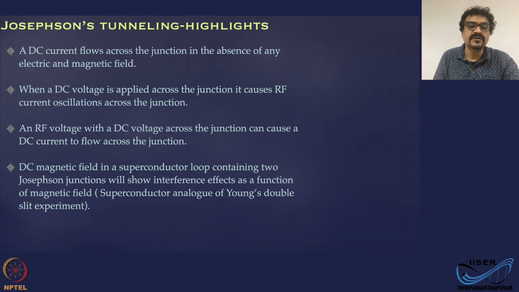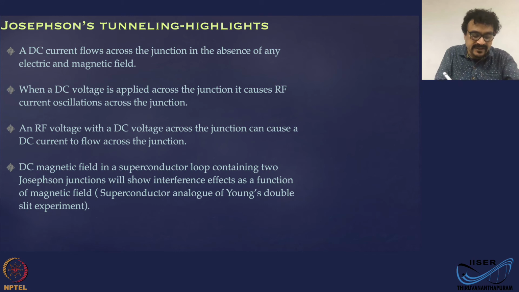Now the third one, an RF voltage with the DC voltage across the junction can cause DC current flow across the junction. Then a DC magnetic field in a superconducting loop containing two Josephson junctions will show interference effects as a function of the field. That is, if you have a superconducting loop with two junctions, then that is going to show interference effects in the transport, interference of the Cooper pair.